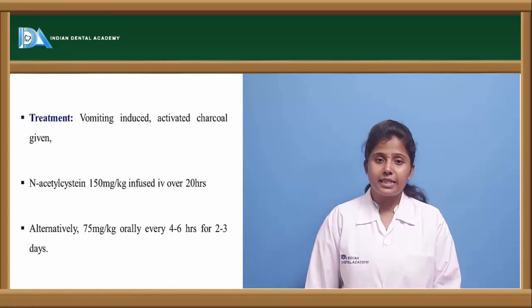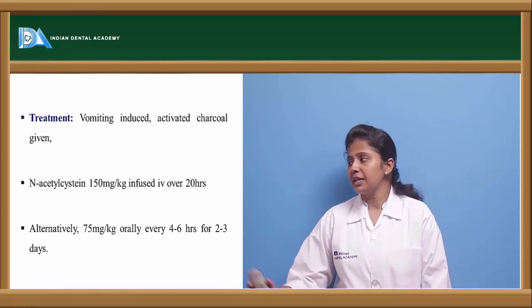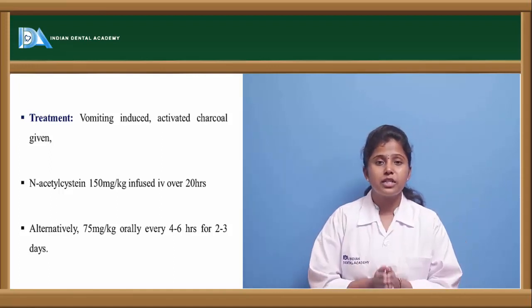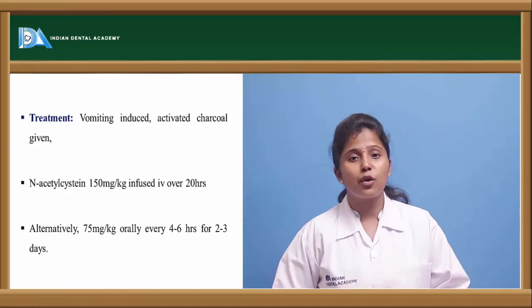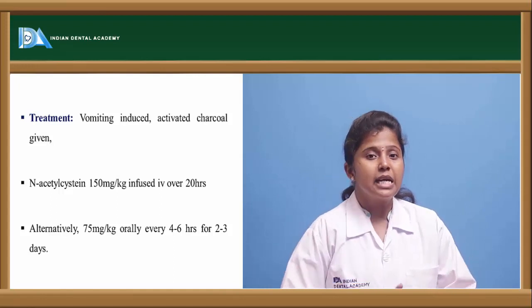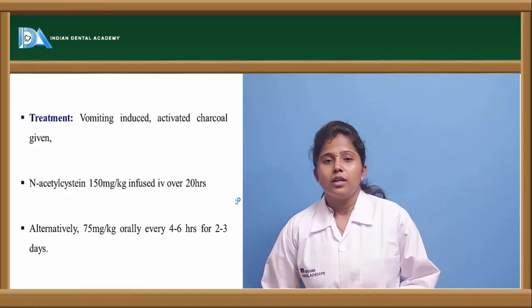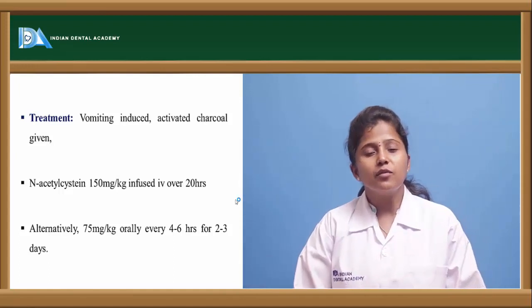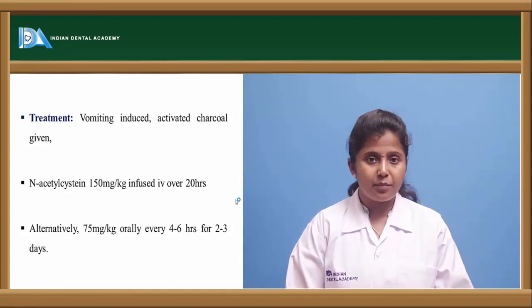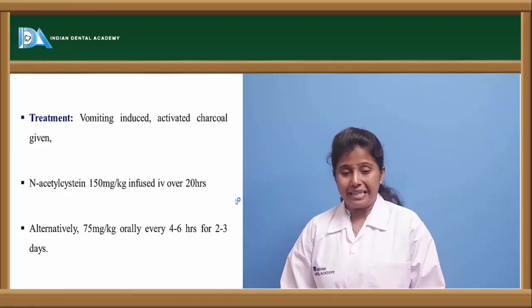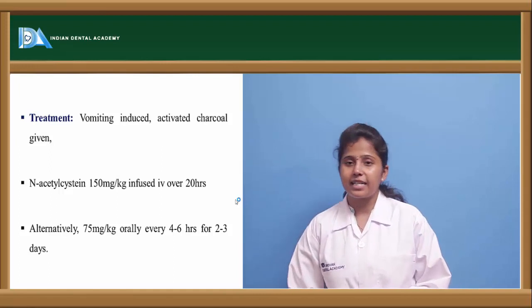So how to treat this salicylate poisoning? If there is any vomiting occurring in this salicylate poisoning, it can be treated by giving activated charcoal. If there is vomiting caused because of the poisoning, this activated charcoal is preferred. But other than that condition, N-acetylcysteine is used.